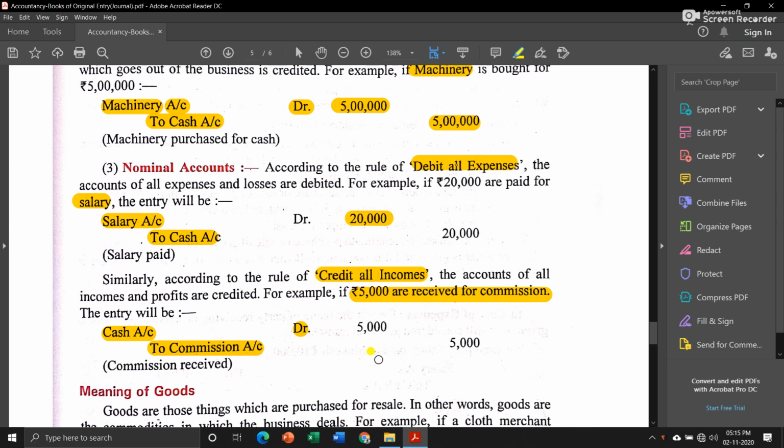It will not happen that both accounts will be debited or both accounts will be credited. Okay, so you have to be careful. First, what you have to do is read the transaction carefully, identify the two accounts involved, and then identify what types of accounts those two are, whether they are personal account, real account or nominal account. And after finding out what type of account they are, you have to remember the rules for making the entry, meaning which account will be debited and which account will be credited.